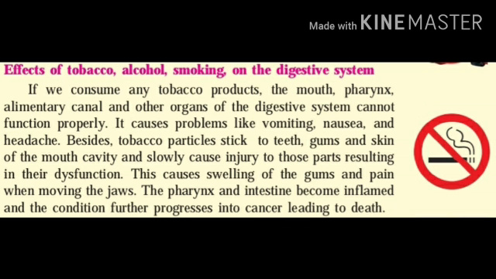Effects of tobacco, alcohol and smoking on the digestive system. If we consume any tobacco products, the mouth, pharynx, alimentary canal and other organs of the digestive system cannot function properly. It causes problems like vomiting, nausea and headache. Besides, tobacco particles stick to the teeth, gums and skin of the mouth cavity and slowly cause injury to those parts, resulting in their dysfunction.